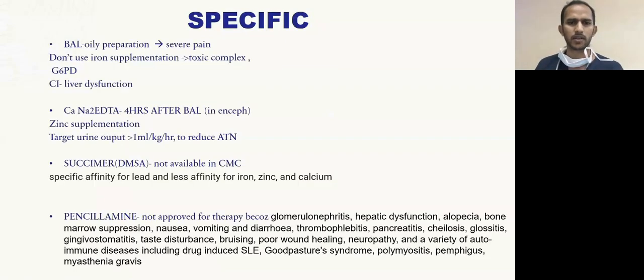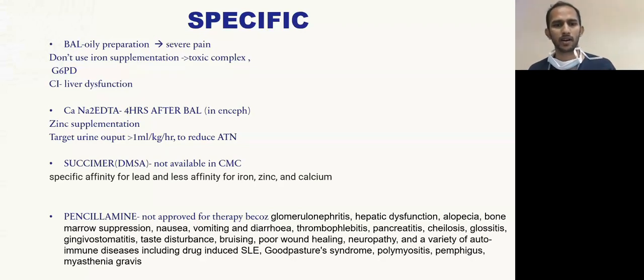So, specific to each drug, BAL is an oily preparation, so it has to be given as a deep IM injection. So it's very painful for the person, and also other things to consider: do not give iron supplementation at that time. G6PD deficiency can cause hemolysis. And because it's excreted through the liver, liver dysfunction is a contraindication.